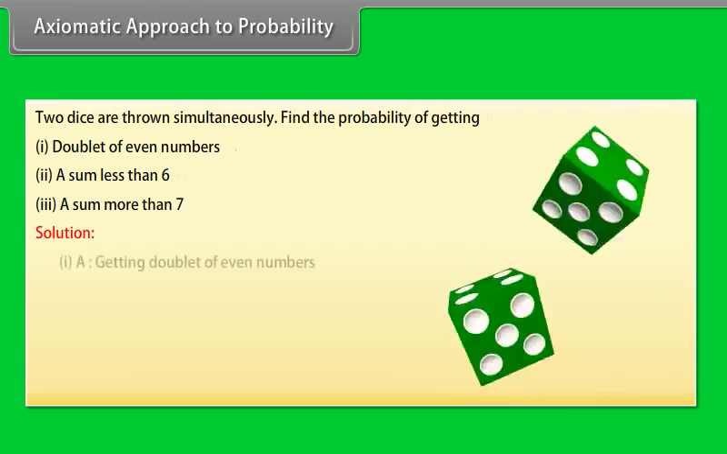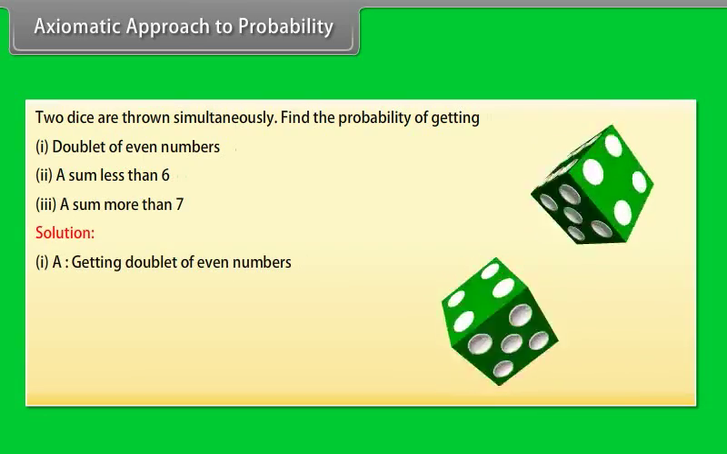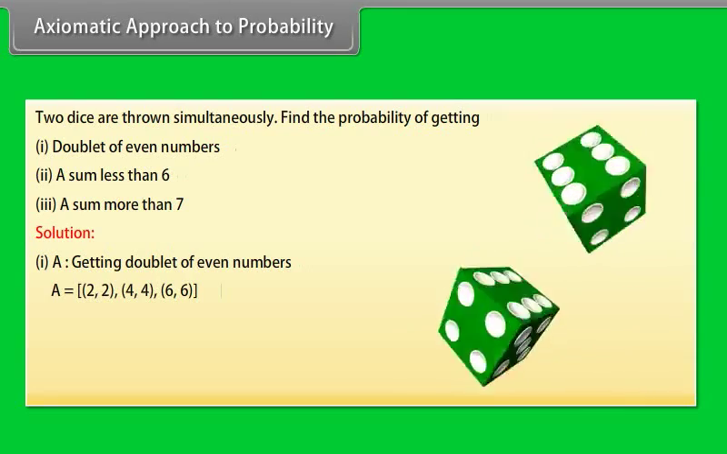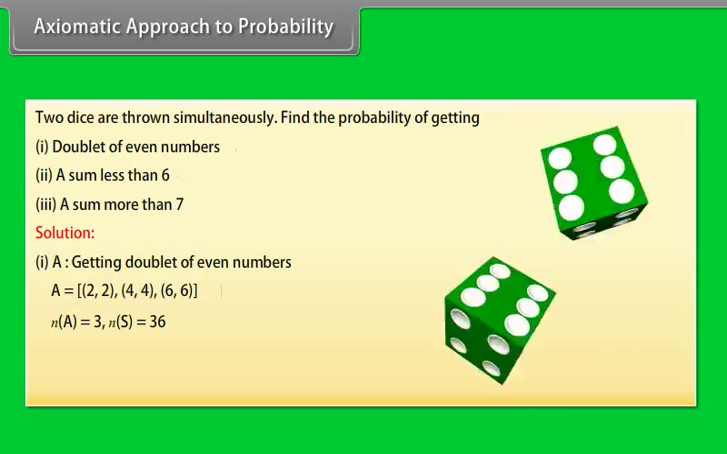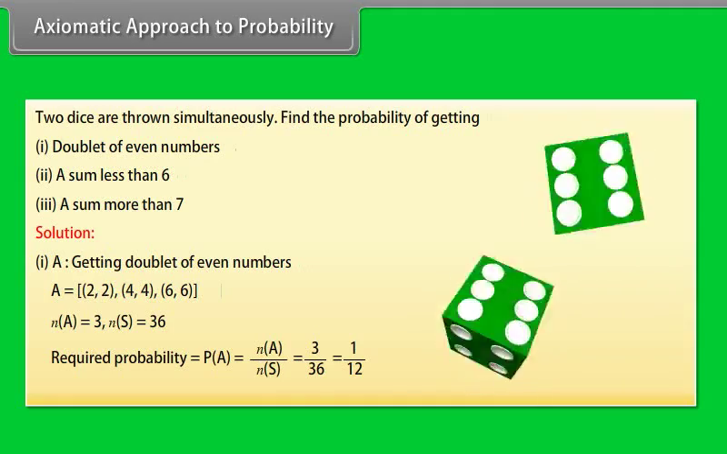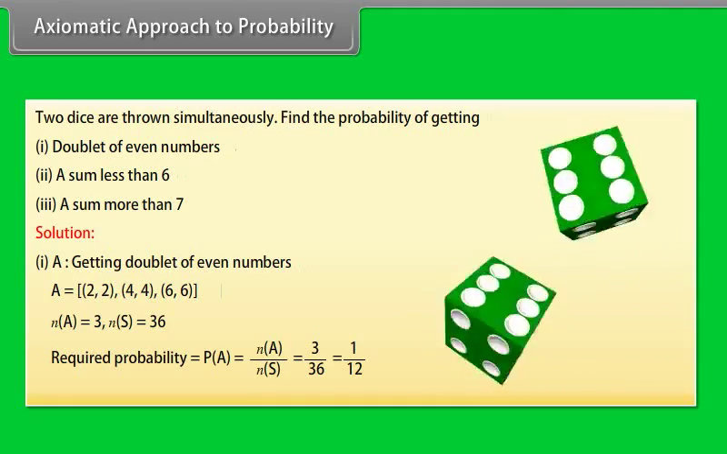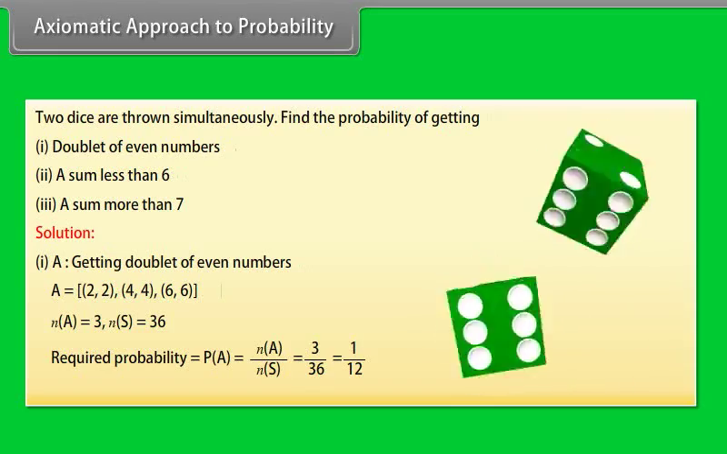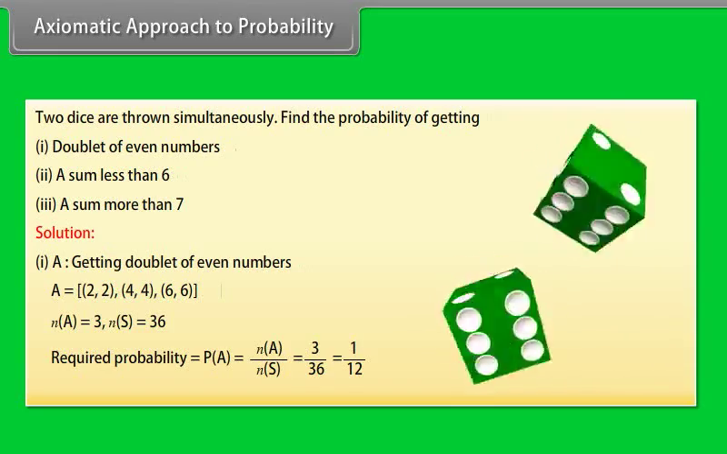Solution. 1. A: getting doublets of even numbers. A is equal to (2,2), (4,4), (6,6). NA is equal to 3. NS is equal to 36. Required probability PA is equal to NA divided by NS is equal to 3 by 36 is equal to 1 by 12.